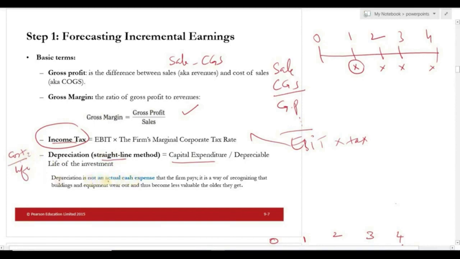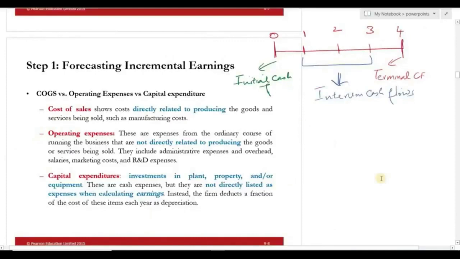And remember that depreciation is not an actual cash expense. It is a way of recognizing that the building and equipment wear out and thus become less valuable the older they get. Of course, we know that depreciation is a non-cash expense, and it shows how much the asset has been consumed by the company. Now this part is very important.